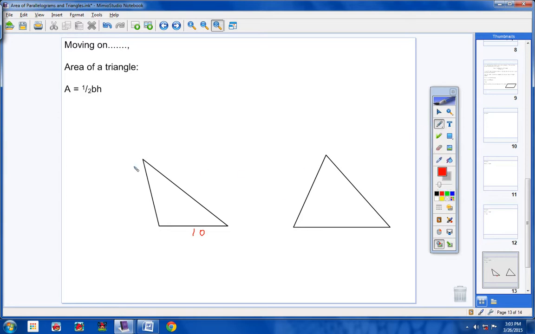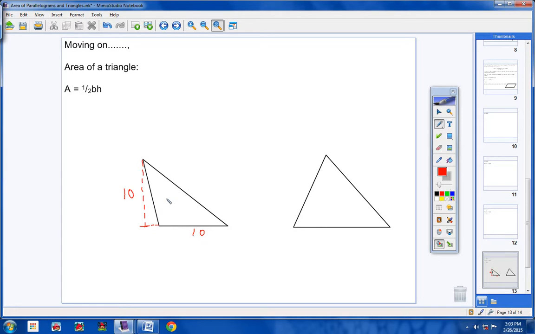But the height sometimes has to be drawn on the outside of the triangle. Sometimes the height has to be drawn on the outside of the triangle. Do you see what I'm saying? And so then if I told you the height was also 10, we can very easily find the area of that triangle. Now take notes on this however you want to, okay? But 10 times 10 is 100, times 1/2 is 50.